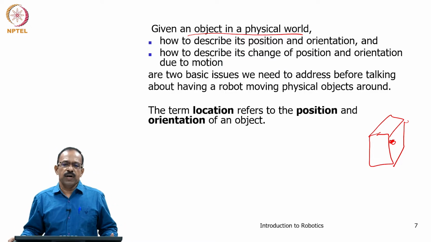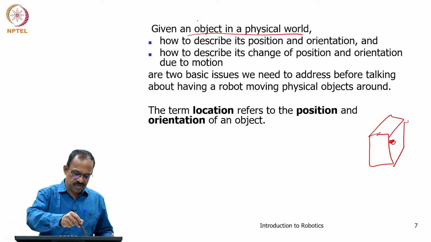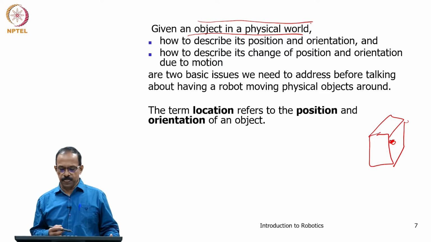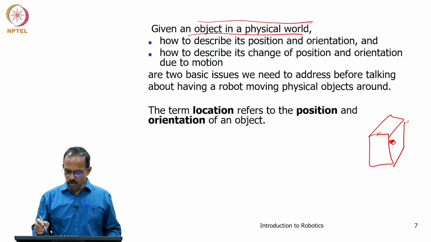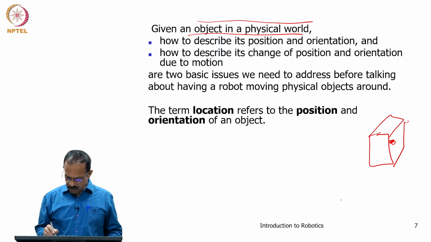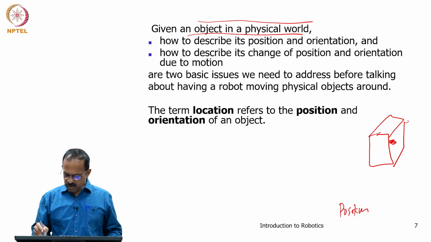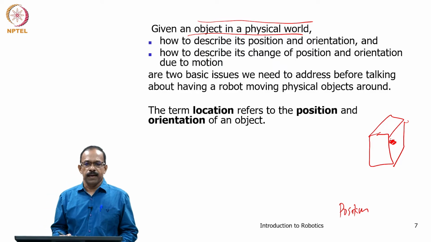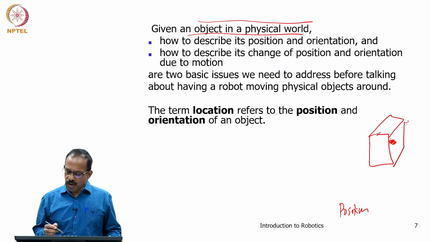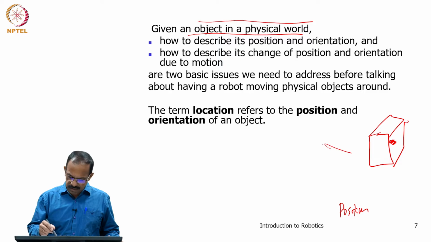Now, if I want to say what is the position of this object, or how do you actually represent this object in a physical world? We need two things to represent it. One is the position of this object, and then we need to know the orientation, because the object can also be placed this way. We can actually put this object in this way.